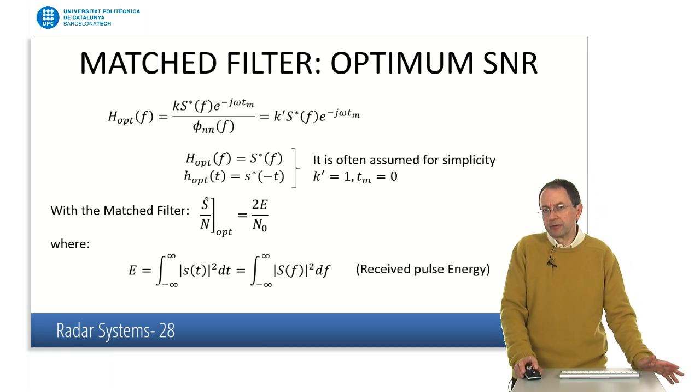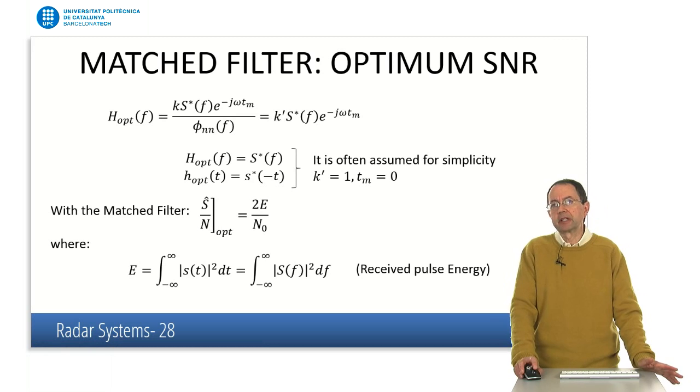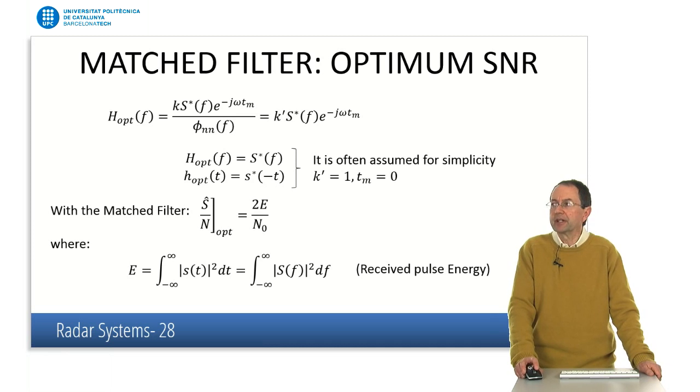Although in practice filters will have some delay and have to be causal, if both parameters are not 1 and 0, they can be easily calibrated, and then they can be taken out from the analysis of the signals. So let's assume these simplifying parameters for the filter, and let's see what we obtain.